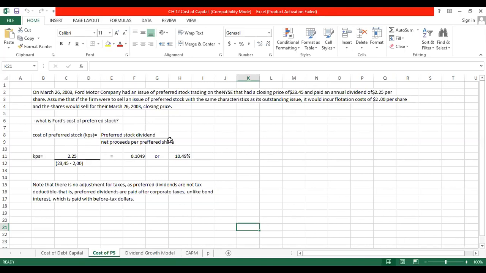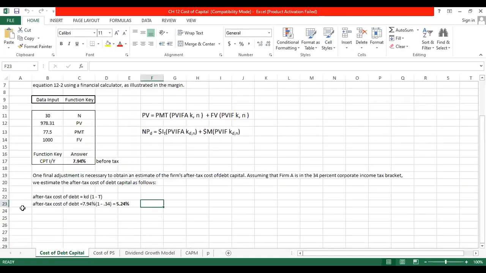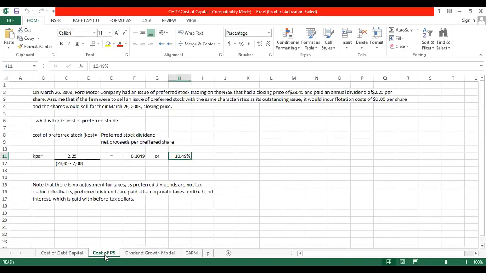The cost of preferred stock is the preferred stock dividend divided by the net profit per preferred stock. The net profit is the closing price minus flotation cost. So it would be this, 10.49. Oh, by the way, because the preferred stock pays the dividend after tax, you don't need to adjust for tax. There is no adjustment for tax in here. But for the cost of debt, you need an adjustment, the 34% taxes. But for the cost of capital, you don't need it, because the company already paid the debt.